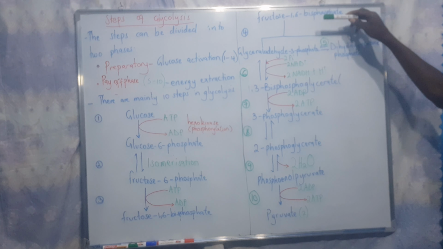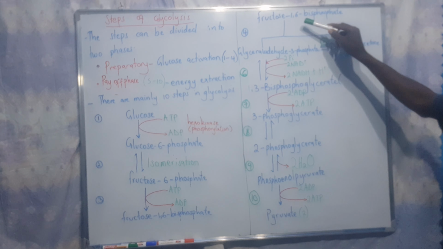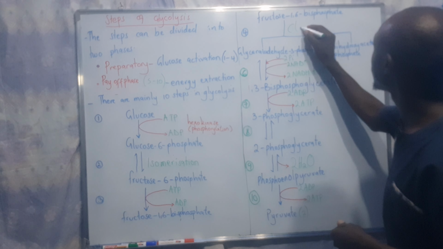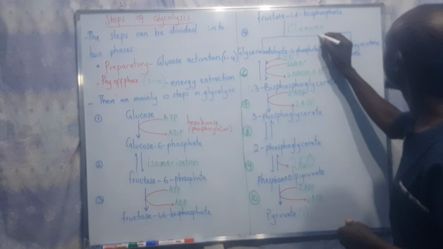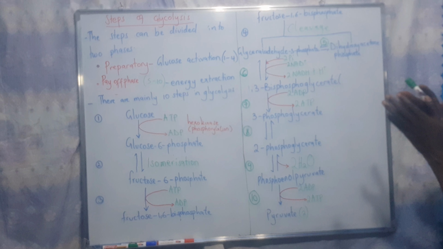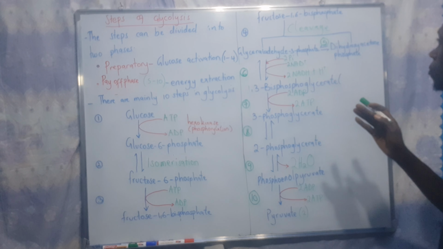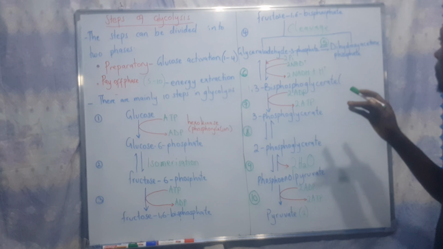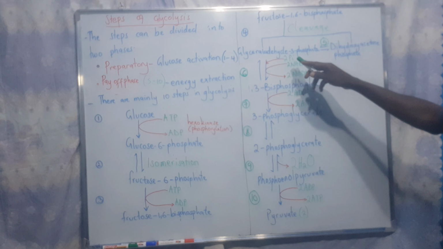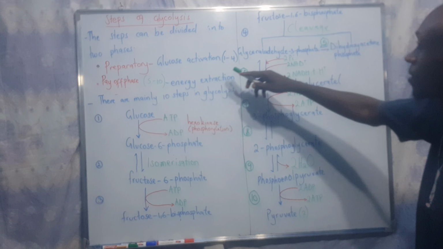So as we go to stage number 4, we have fructose 1,6-bisphosphate, and we are going to have cleavage, or splitting. Cleavage, in simple terms, you can call breaking down, or splitting of the fructose 1,6-bisphosphate into two molecules: glyceraldehyde 3-phosphate and dihydroxyacetone phosphate. Now, at this stage, what is needed going into the next phase? That is the payoff phase.